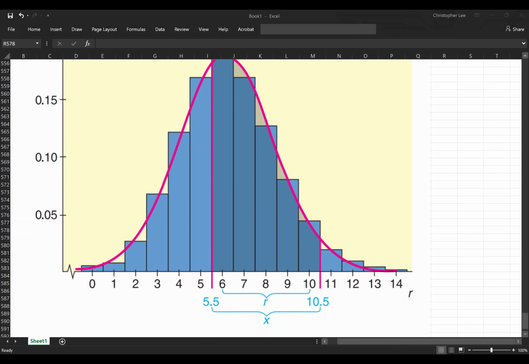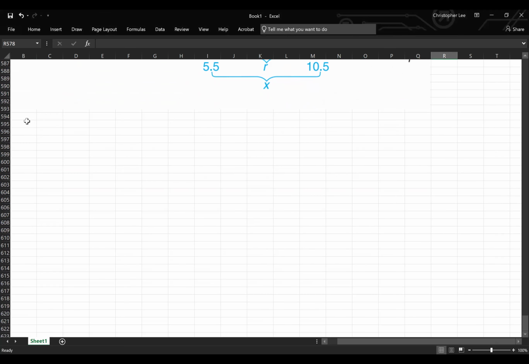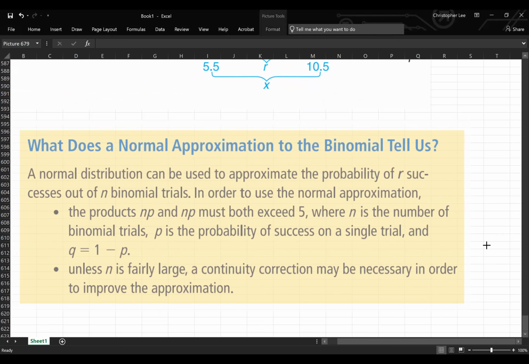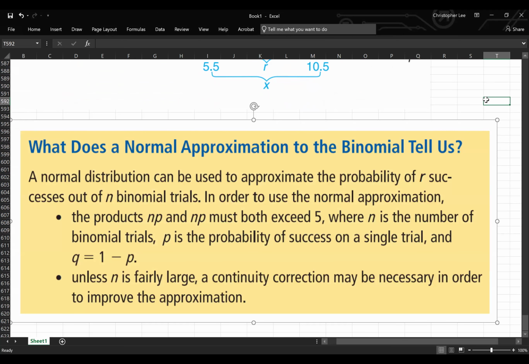That's a good question. I don't even know. 7 point something. And area under the standard normal distribution. No, this is a normal approximation to a binomial distribution.